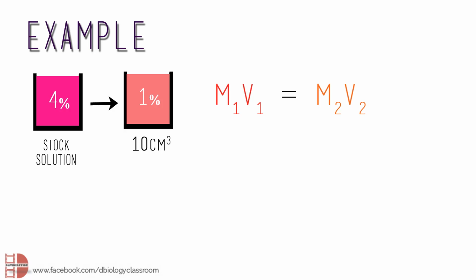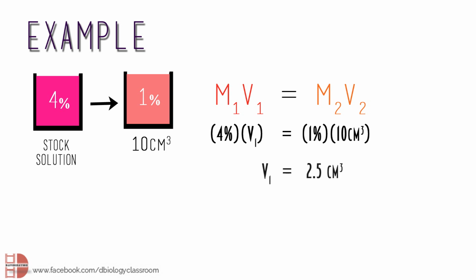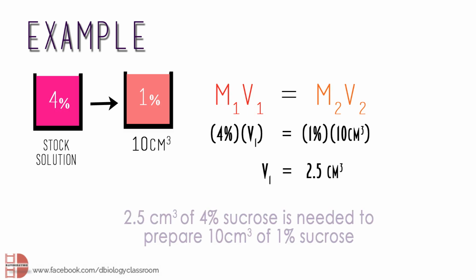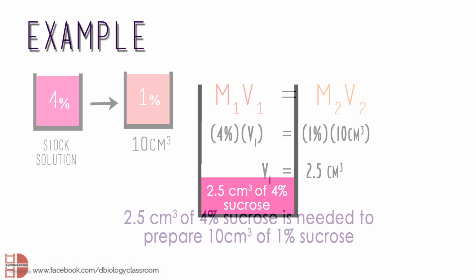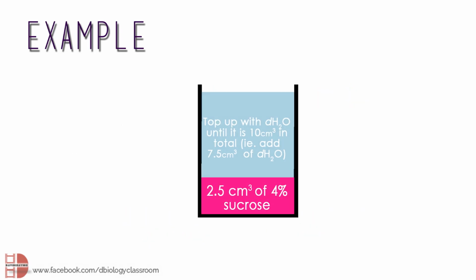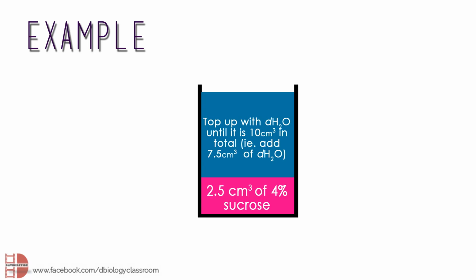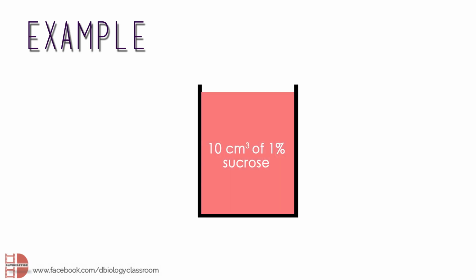Next, fill in all the values. M1 equals 4%, V1 is the one that I want to calculate, M2 is 1%, and V2 is 10 cm cubed. So this will make your V1 equal to 2.5 cm cubed. This calculation shows that you need 2.5 cm cubed of 4% sucrose in order to have 10 cm cubed of 1% sucrose. What you have to do next is get 2.5 cm cubed of 4% sucrose, add distilled water. When you get 10 cm cubed, this is 1% sucrose.